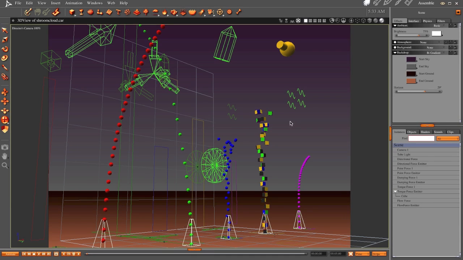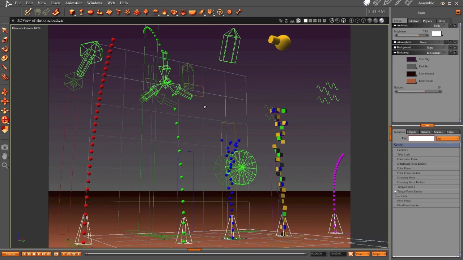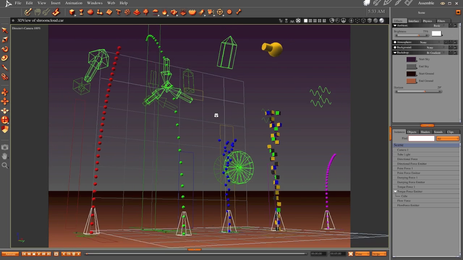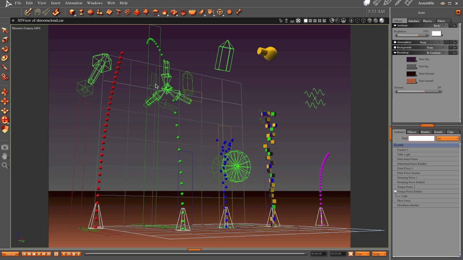I'm Cripeman. What we're going to do this time through is look at forces. Now I have all our forces loaded up in the scene. I have directional force, point force, dampening force, torque, and flow.